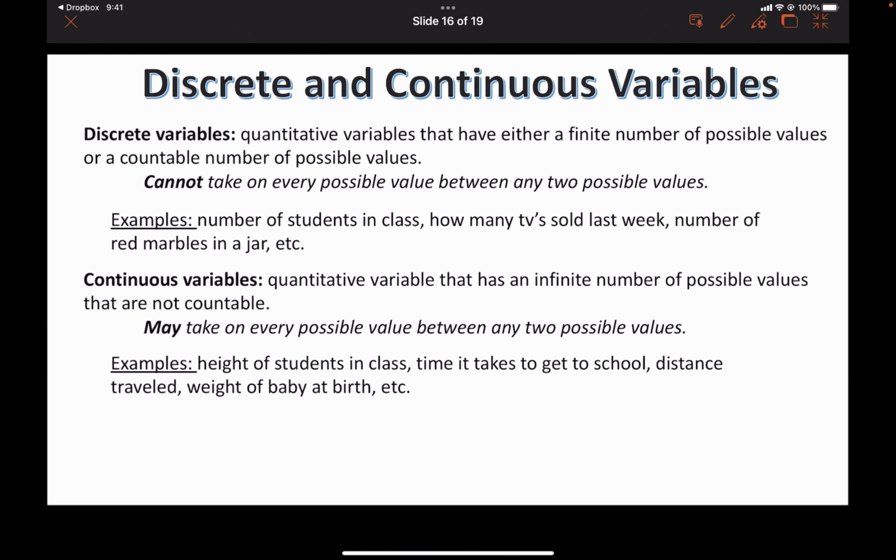So here are some examples. Height of students in class. As you are growing, you take on every possible value. You don't hit 6 feet tall unless you were 5 feet 11 and 3/4 inches. The time it takes to get to school, I just talked about that one. Distance traveled, weight of a baby, all of that. So anything that grows in a continuous fashion or moves in a continuous fashion, those would be our continuous.